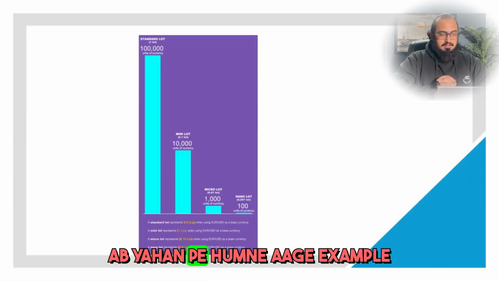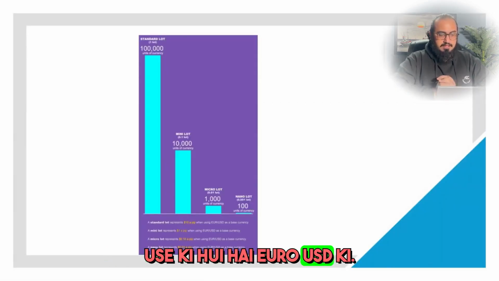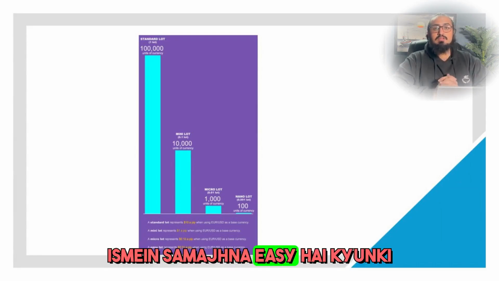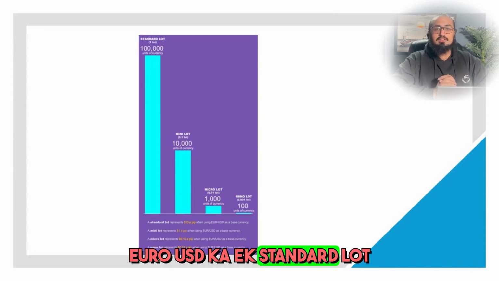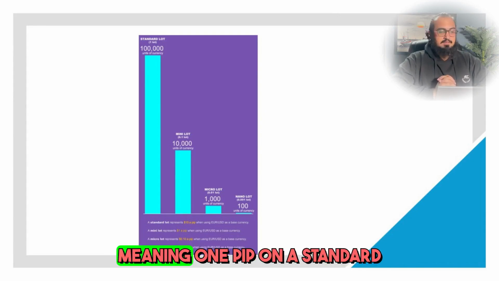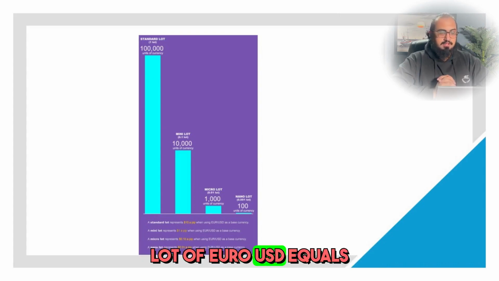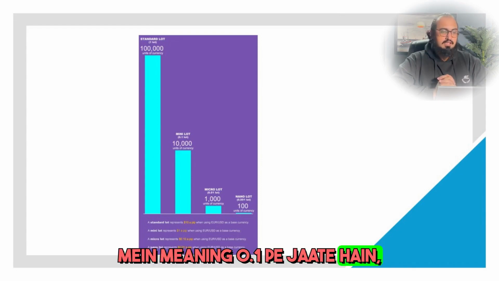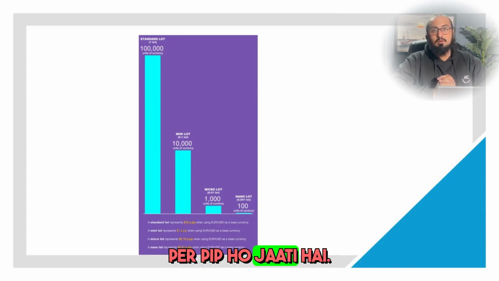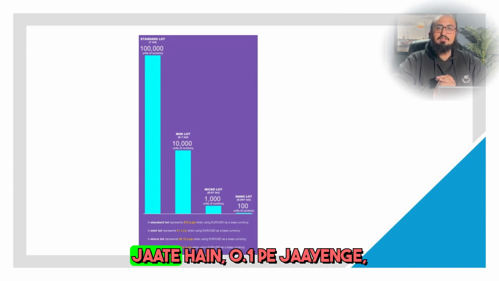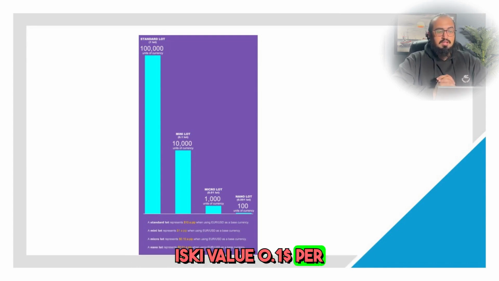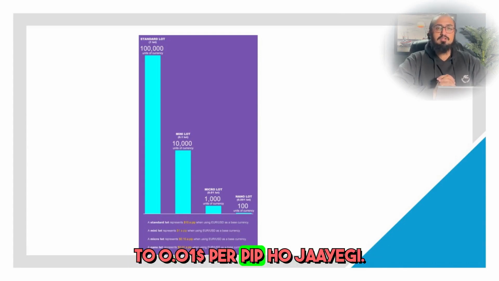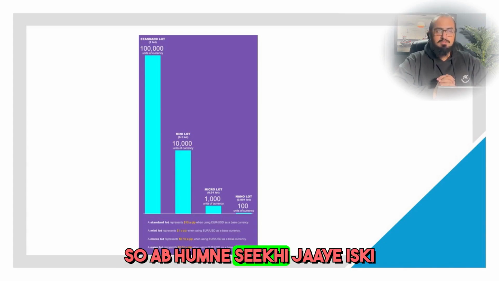Now you can see here we have used an example of EUR USD. Why are we using it as an example? It's easy to understand because a standard lot of EUR USD is $10, meaning 1 pip on a standard lot of EUR USD equals $10. Similarly, when you go to a mini lot, meaning 0.1, its value becomes $1 per pip. When you go lower to 0.01, its value will become $0.10 per pip. Then if you go to nano, it will become $0.01 per pip.